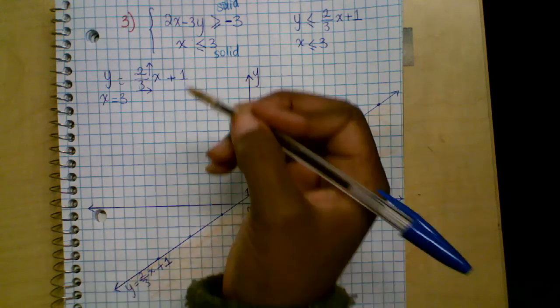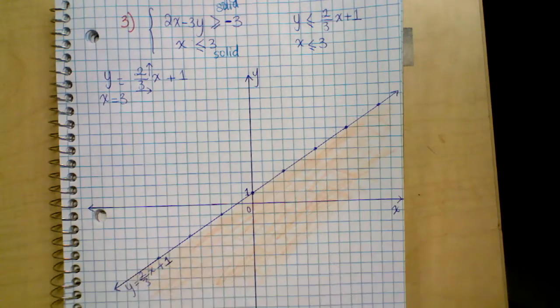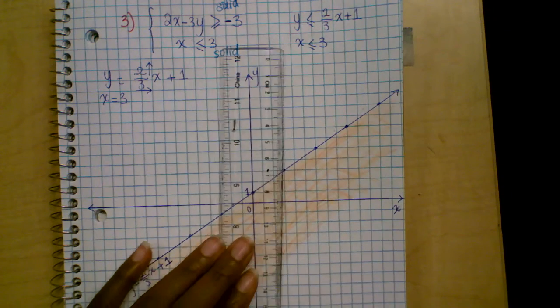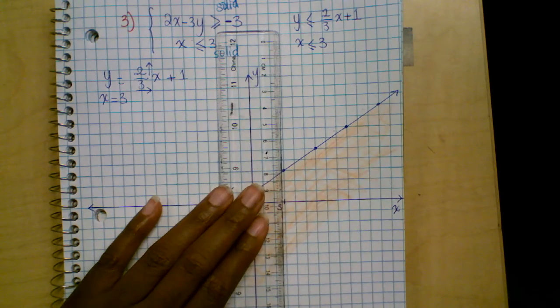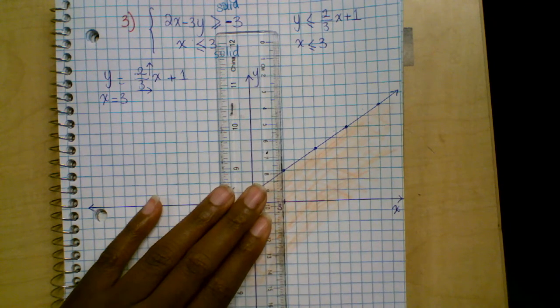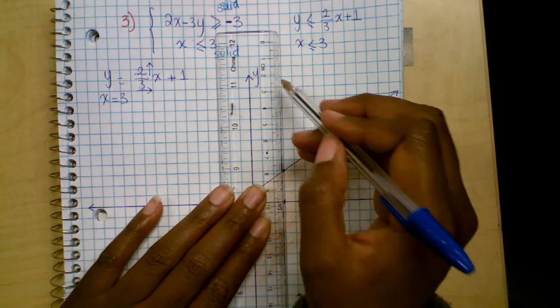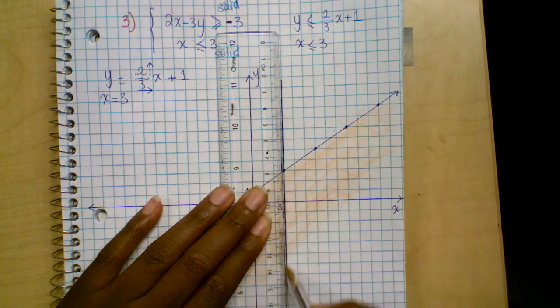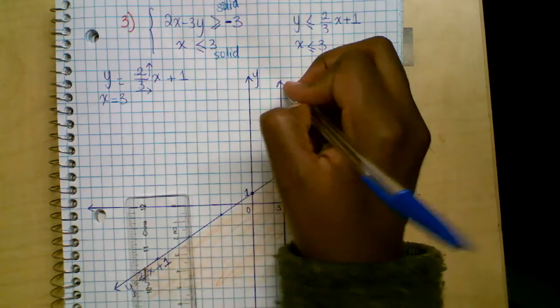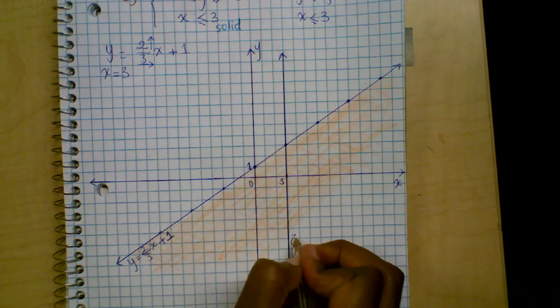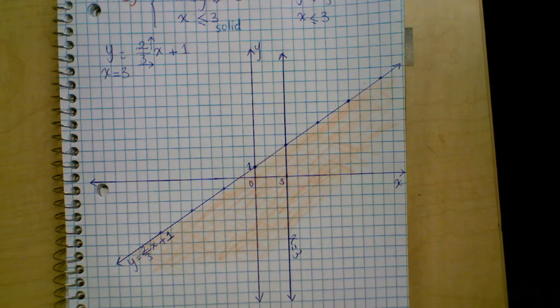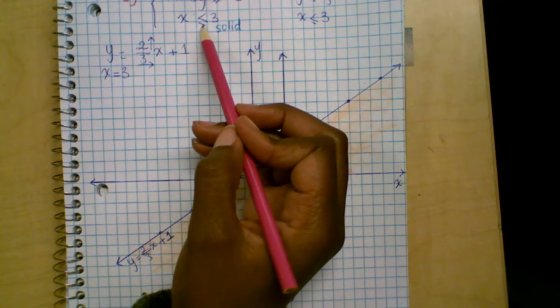The second equation is x equals positive 3. So I'm at 3, which is right here on the x-axis. I'm just going to draw a vertical line that cuts the x-axis, sorry, not the y-axis, the x-axis, at 3. I'm going to use a solid line like that. So this is the equation of a line, x equals positive 3. Let's find out which area to shade for x less than or equal to 3.